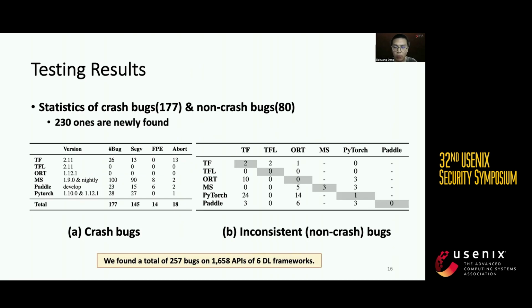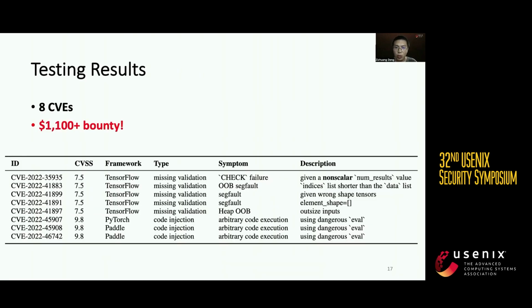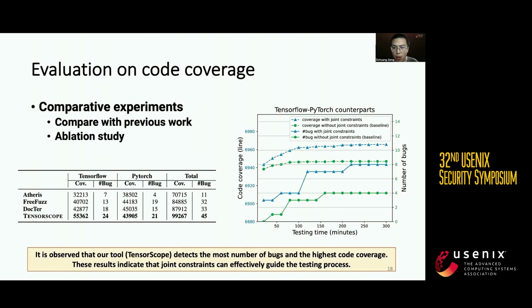Next, we present the results of the testing. We find a total of 257 bugs on the 6 deep learning frameworks, including 177 crash bugs and 18 inconsistent bugs. Of these, 230 are newly found bugs, all of which are confirmed by the developers. We also applied for 8 CVE numbers, and you can see that the types of vulnerabilities are mainly focused on missing checks and command injection. And we got a reward of $1,100 from the vendor. We did multiple sets of comparative experiments to verify our advantages over prior work in terms of code coverage and the number of bugs found.